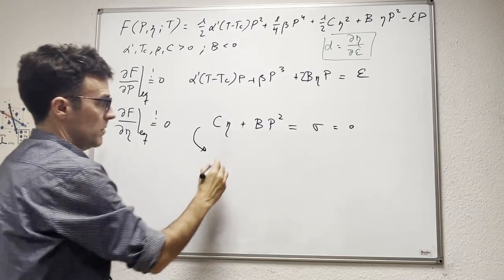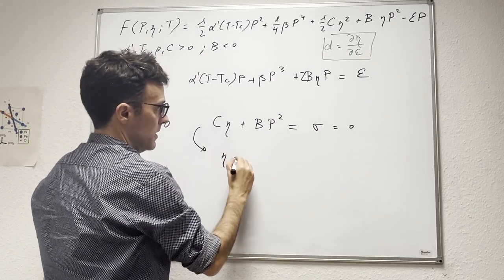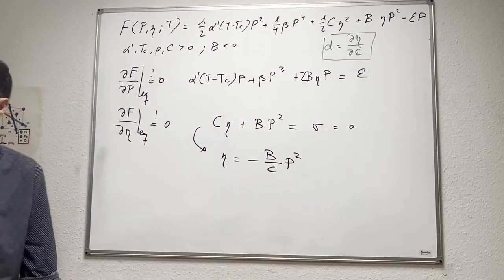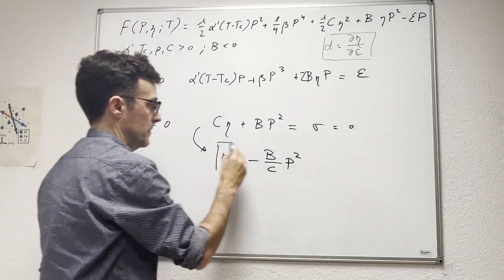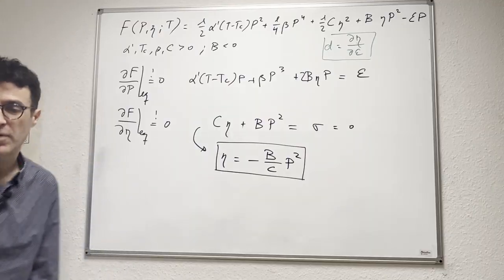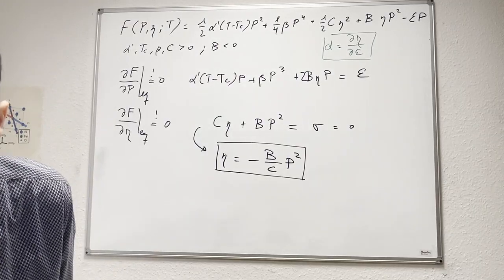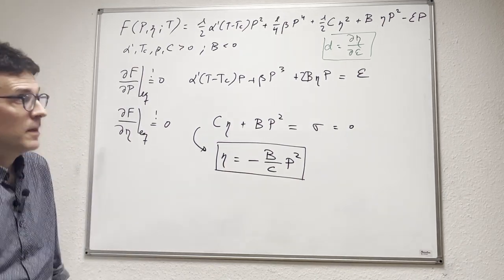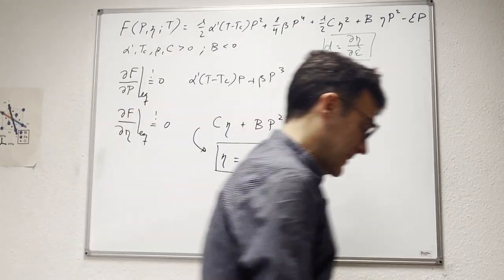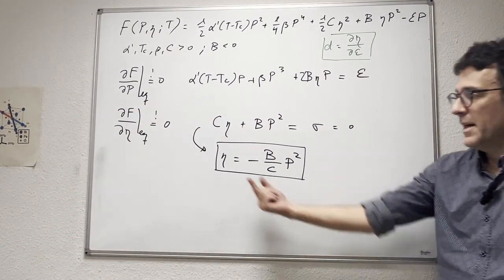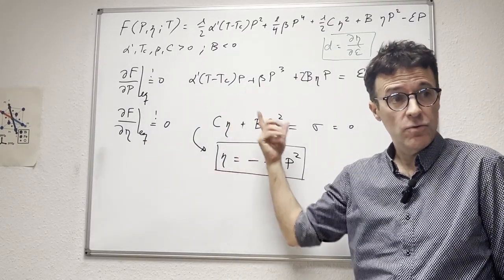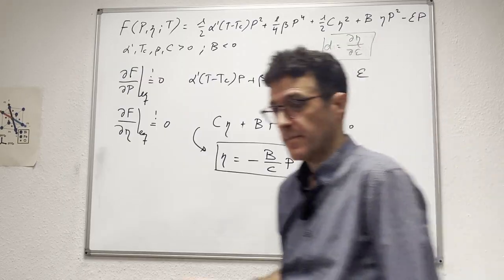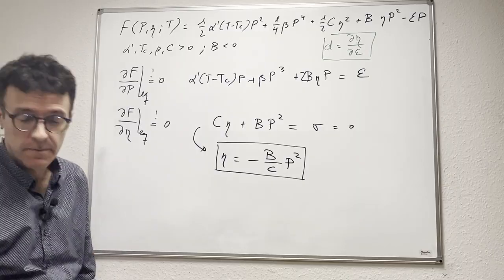immediately a relationship for the strain, because the strain, again, this is zero, is simply B over C multiplied by P squared. And this is true always at equilibrium. Always true at equilibrium. All right? But if this is always true at equilibrium, this in effect means that for the equilibrium solutions of these two equations, I can always write the strain as a function of the polarization. Always, without any doubt.